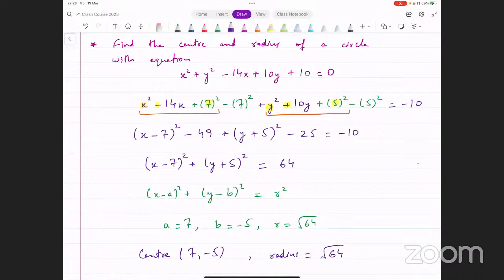All right, so if you have an equation given in expanded form like this, what you first have to do is complete the square by writing x terms together and y terms together, complete the square for both of them individually, convert it to standard form, and then just compare to find the center's coordinates and the radius of the circle. All right, so that's all that you need to know about equations of circles.